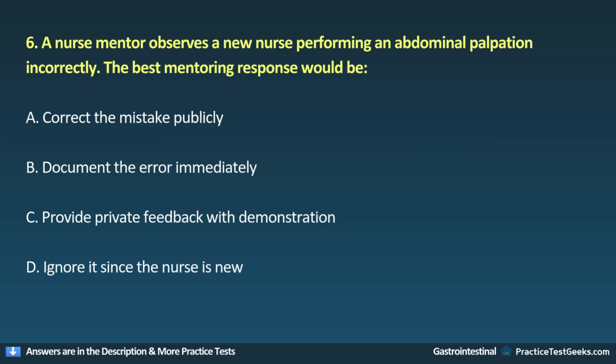6. A nurse mentor observes a new nurse performing an abdominal palpation incorrectly. The best mentoring response would be: A. Correct the mistake publicly. B. Document the error immediately. C. Provide private feedback with demonstration. D. Ignore it since the nurse is new.